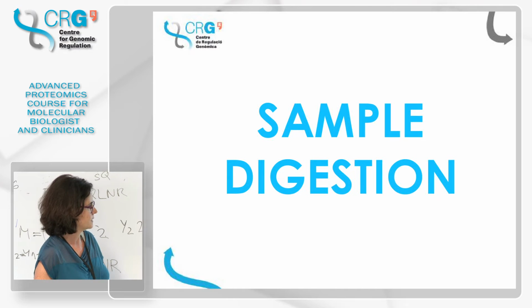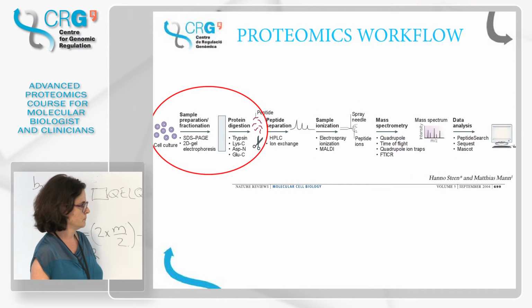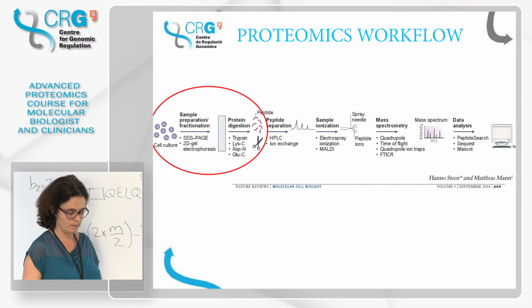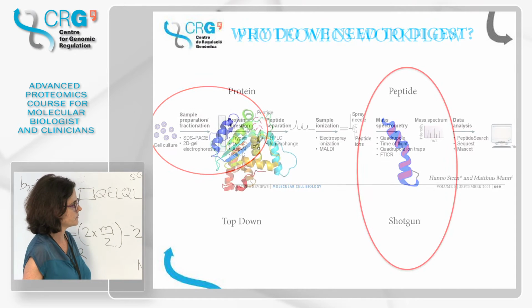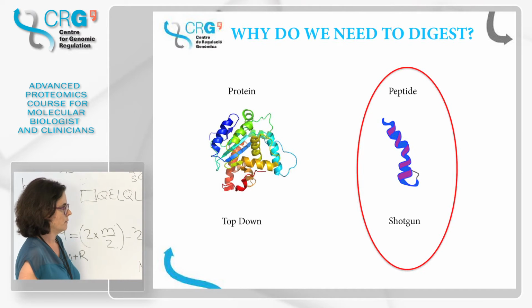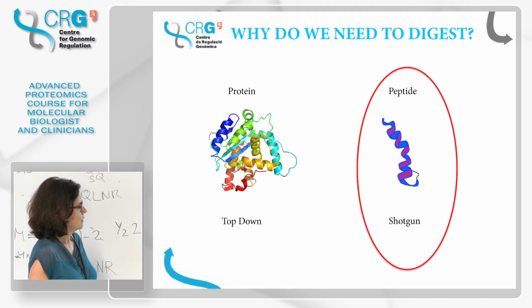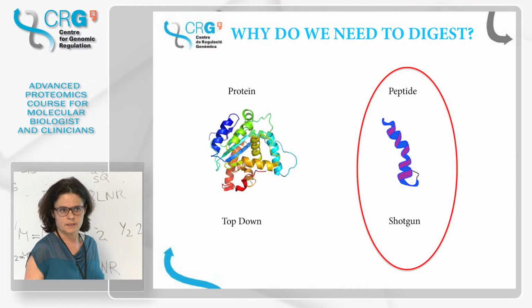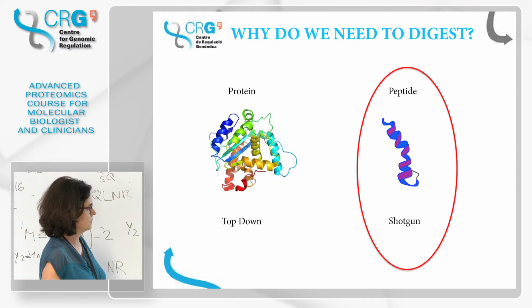Okay, sample digestion. So we are here at the beginning of the proteomics workflow. We have a sample, and we want to digest the proteins into peptides. So why don't we work with proteins instead of peptides? Well, for different reasons, mainly technological reasons. In theory, it could be better to work with proteins because they have more information.